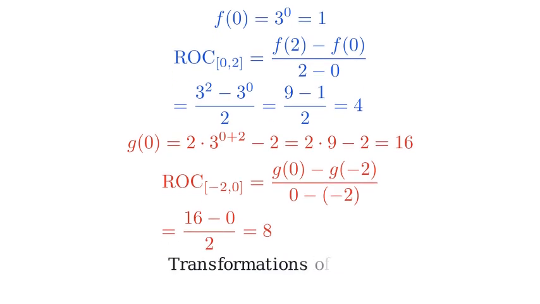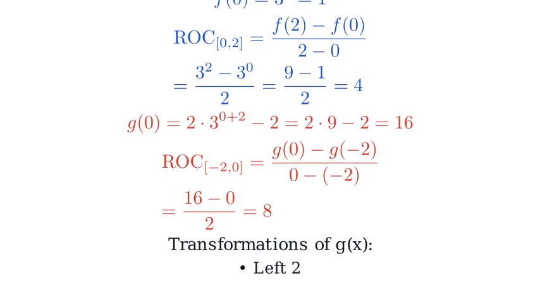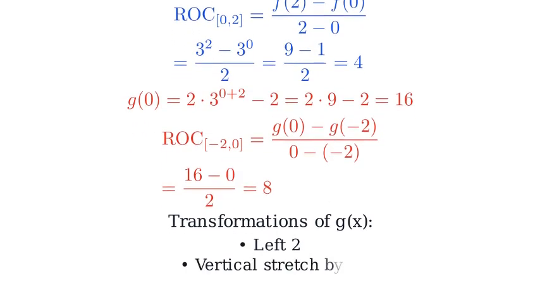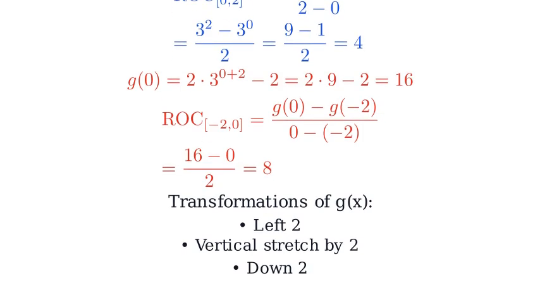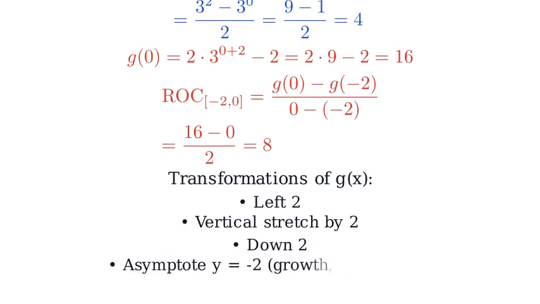Problem 3. Describe the transformations that turn the parent 3 to the x into g of x equals 2 times 3 to the x plus 2 minus 2. The x plus 2 means shift left 2 units. The factor 2 multiplies the output, a vertical stretch by 2. The minus 2 moves the graph down 2. The horizontal asymptote becomes y equals negative 2, and it is still exponential growth.